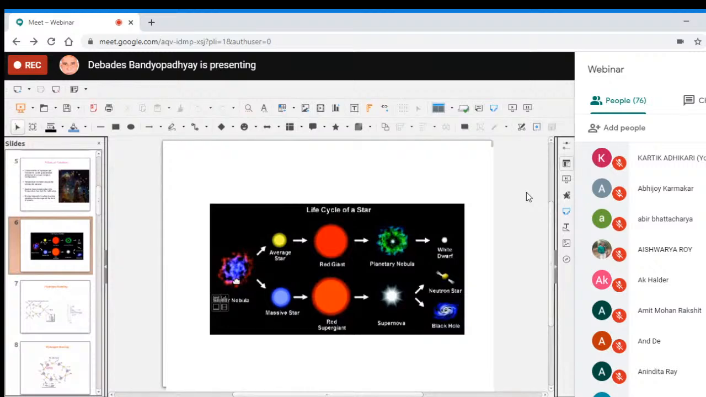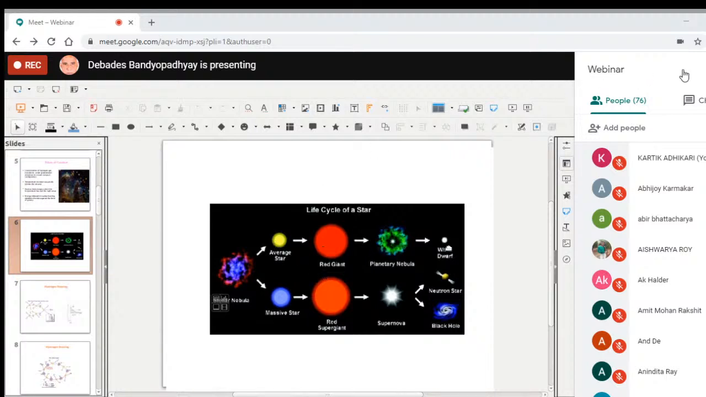If the mass of the initial star is less than 8 times the mass of our sun, then it will follow the path above. It will go through a red giant, planetary nebula, and form a white dwarf.